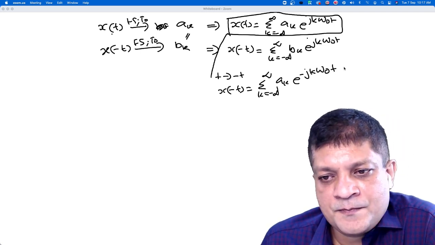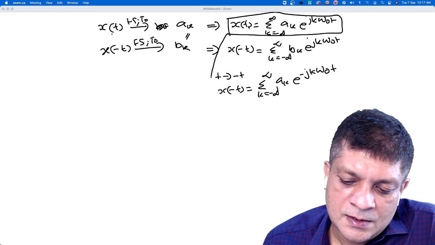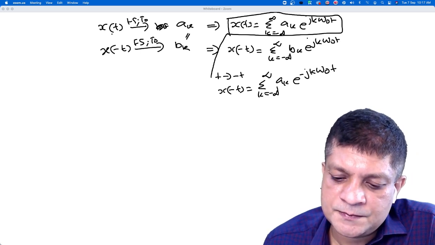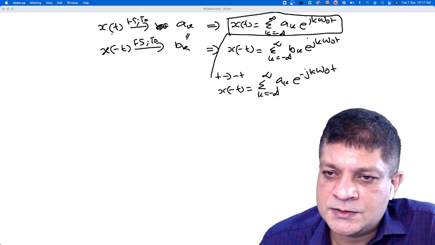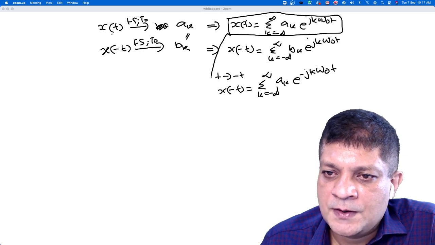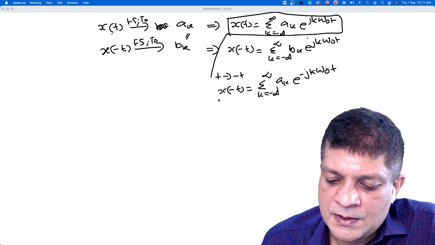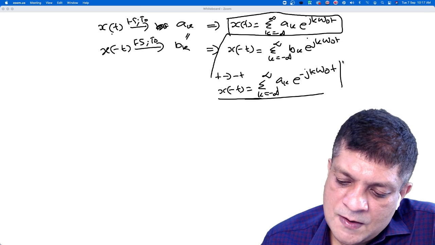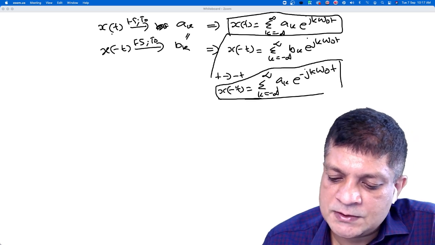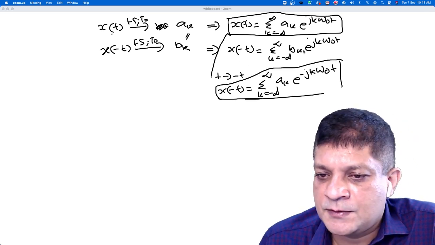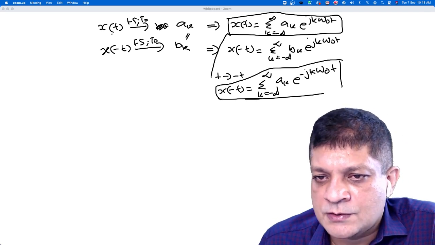Is it that? I'm putting t equals minus t here. Replace both sides with minus t, that function. Now we get this expression for x of minus t, and this is another expression for x of minus t. These two must be equal, isn't it?